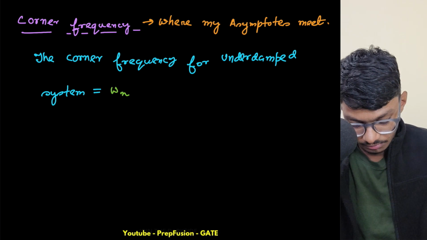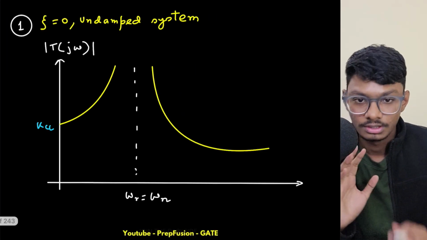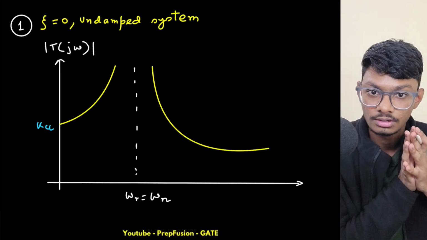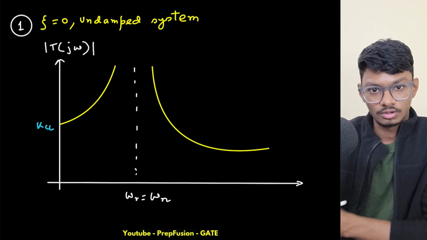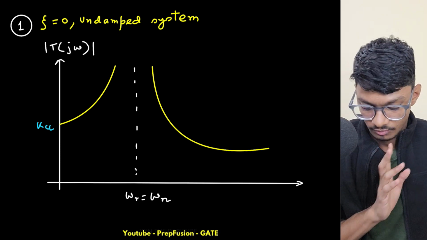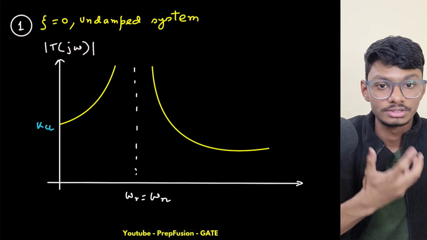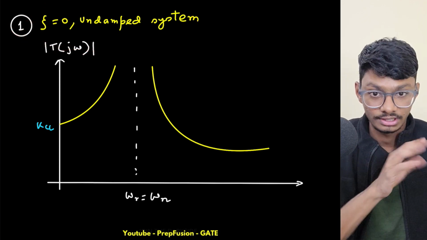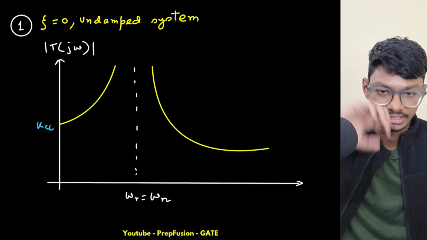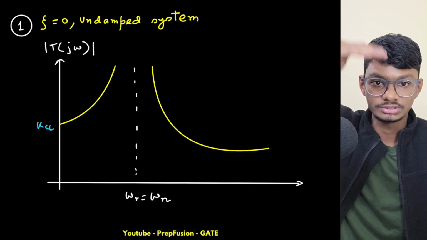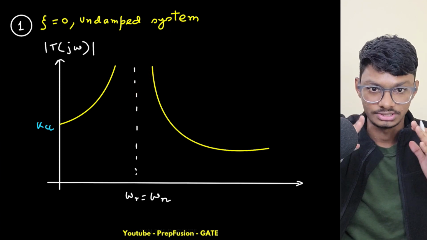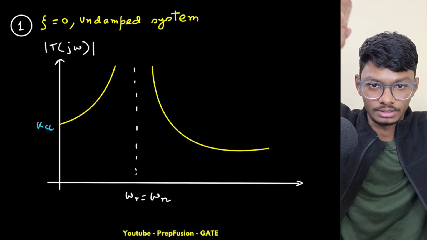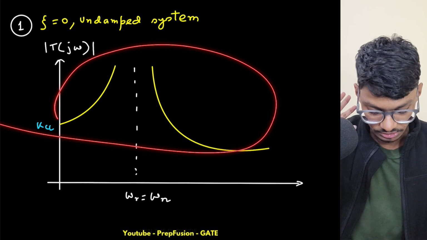Now basically, let's do one thing. Let's recall a few things about the frequency response of a second order system. If you recall, for an undamped system where my zeta was 0, how was my frequency response? The resonant peak was increasing as my zeta was reducing. So at zeta equals 0, it went to infinity. It blew up. So this was the response.